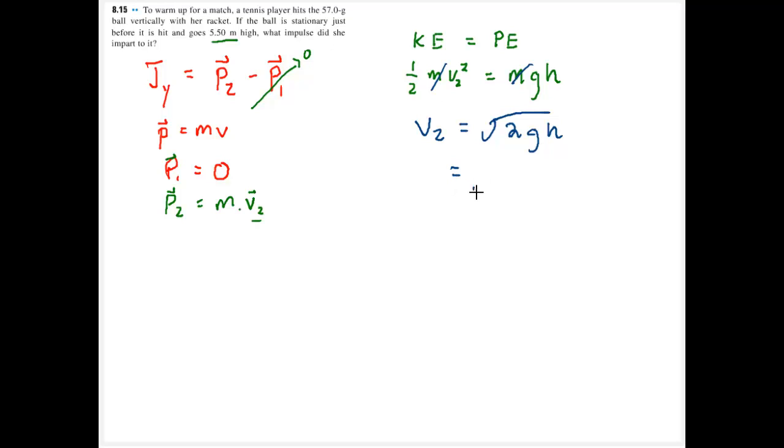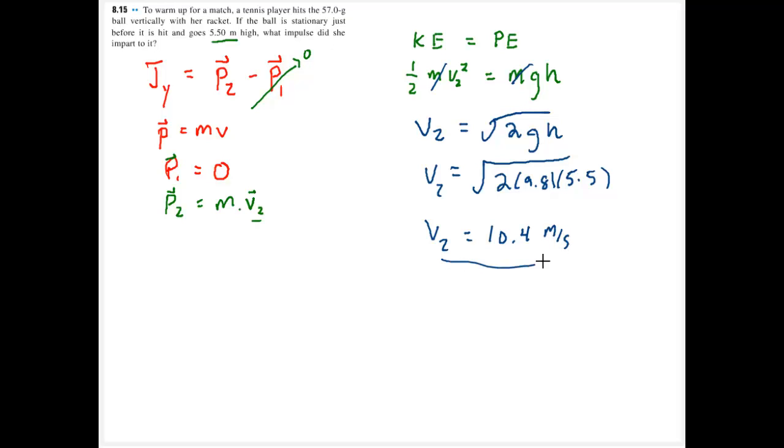So I go ahead and I plug all this stuff in. 2, 9.8, and 5.5. And I come up with my second velocity, or better yet, V2, to be equal to 10.4 meters per second.